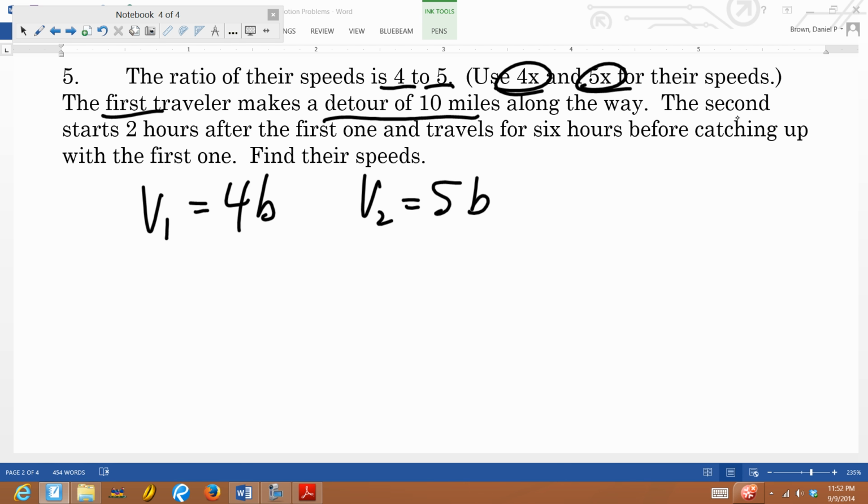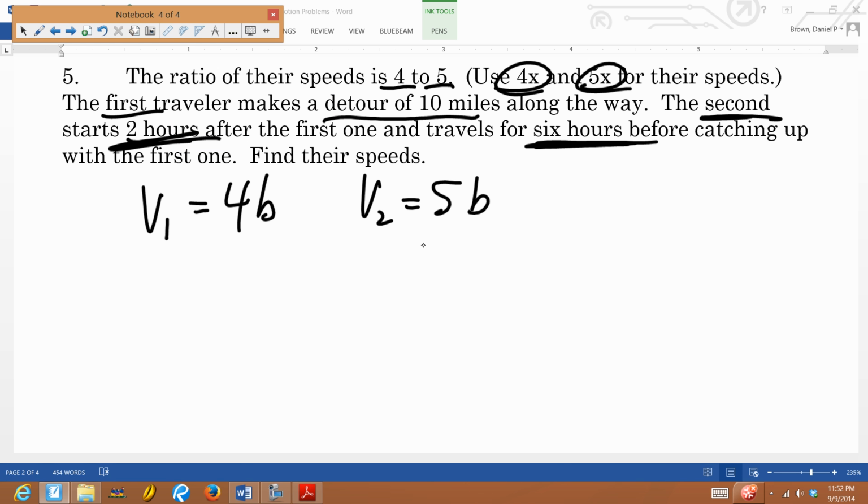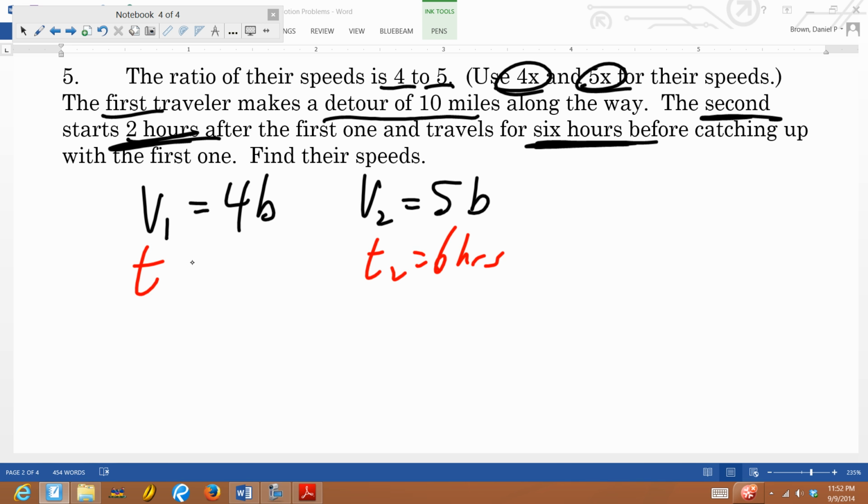He or she wanted to take a longer route. And the second one has also something that's going to change. It takes 2 hours after the first one leaves. Okay, we know how to handle that. And it travels for 6 hours. That tells us that the second one travels for 6 hours. It says so explicitly. But if it left 2 hours later, I'll say time 2 equals 6 hours. That's going to tell us the time 1 is 8 hours.